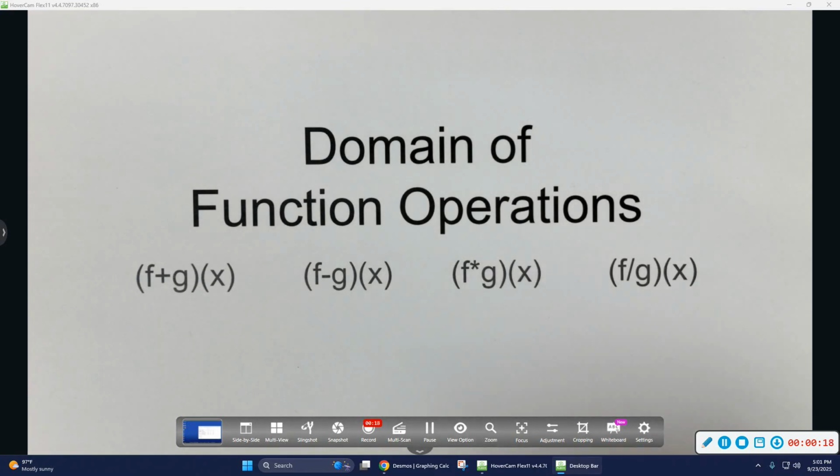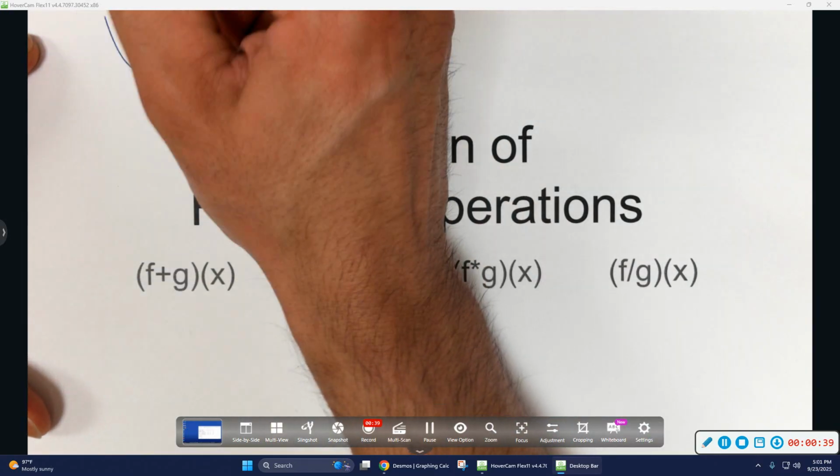Well, today we're going to go deeper. We're going to look at the domain of each of those new functions. If I add them, subtract them, multiply, or divide them, can I find the new function and identify the domain of the new function? Now, for domain, it would help to be familiar with the different domains of the general functions. For example, the domain of a quadratic.